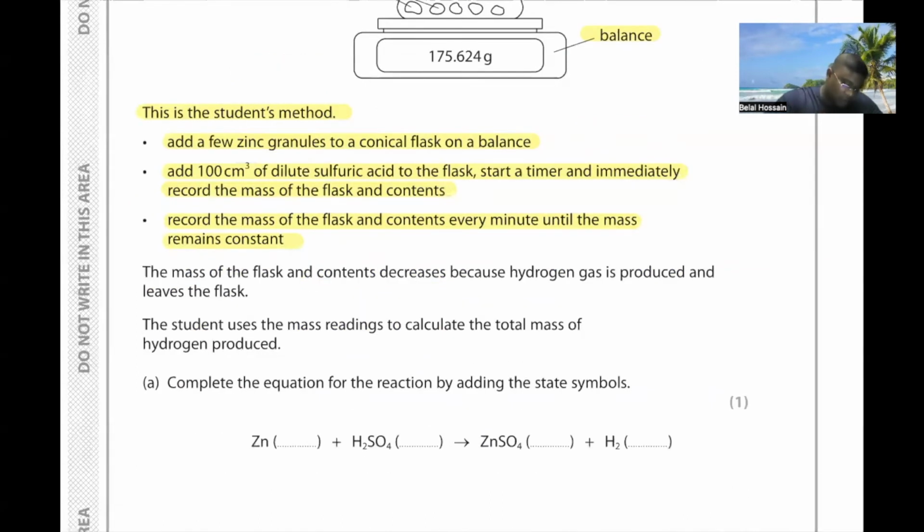gone. The mass of the flask and the content decreases because hydrogen gas is produced and leaves the flask. The student uses the mass reading to calculate the total mass of hydrogen produced. Complete the equation for the reaction by adding the state symbols.